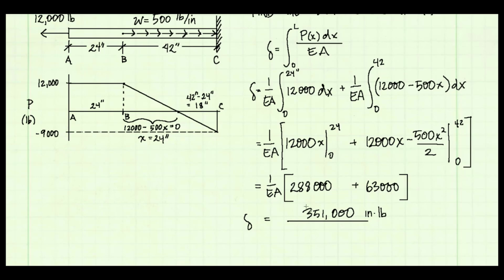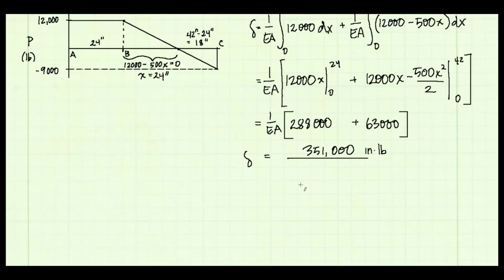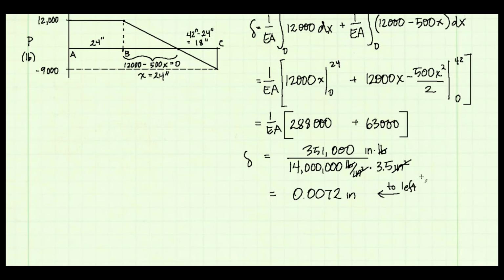So for E, which is 14,000 KSI, I want that in PSI, so I'll say 14 million PSI, and our area we were given as 3.5 inches squared. And everything cancels out except for inches. And I calculate that we get a very small deflection, 0.0072 inches. And it came out positive, so that means point A is actually moving to the left. This bar does get a net little bit longer. That's what the positive sign means. The bar gets longer. If it came out negative, that means the bar is shrinking.